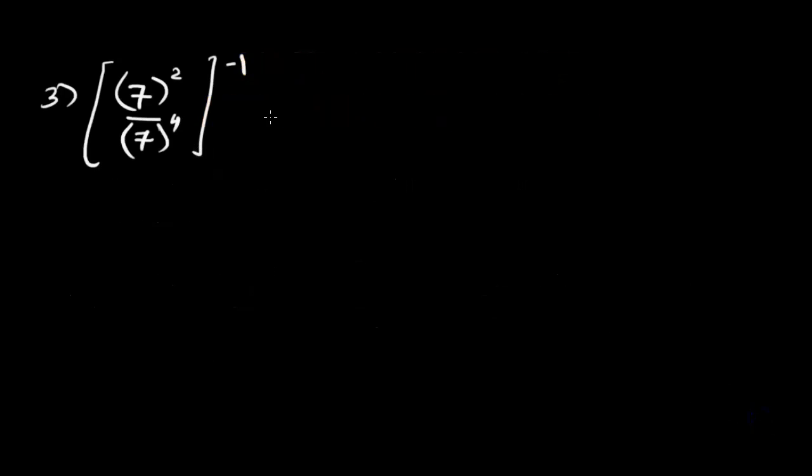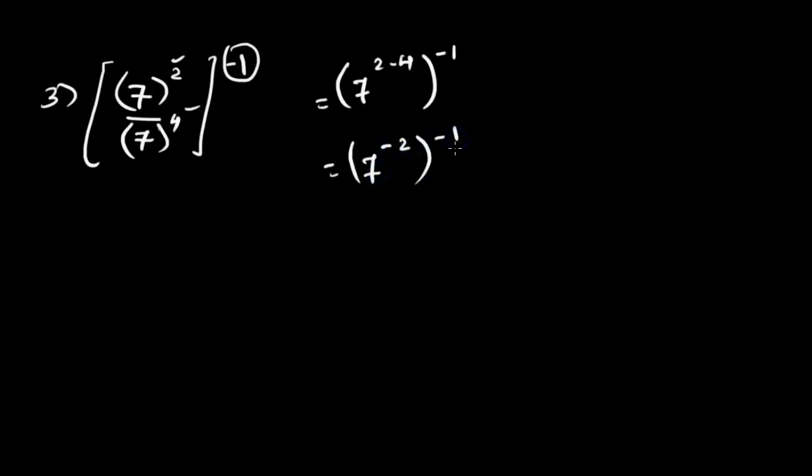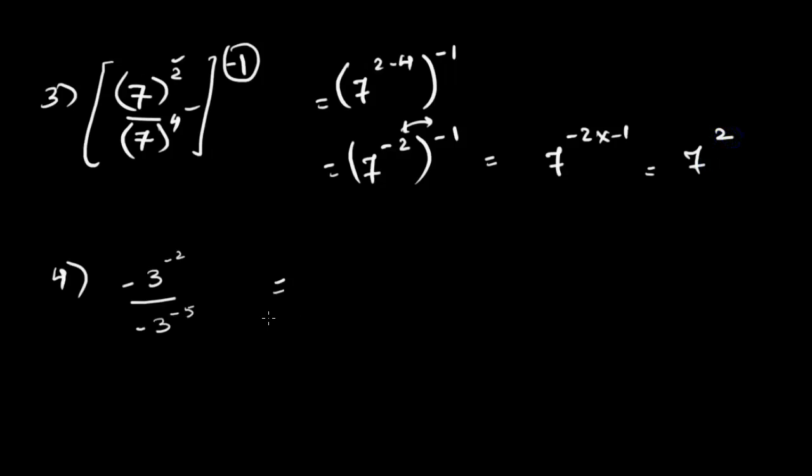Let's take another example. We have two same bases. They are getting divided and the powers are different, so we would subtract the powers, 2 minus 4. And there is also a power outside on this entire thing, that is negative 1. So when we simplify, 2 minus 4 is negative 2, and there is a power of negative 1. When there is more than one power on the base, we multiply the powers. So we get 7 to the power of negative 2 times negative 1, which is equal to 7 to the power of 2.